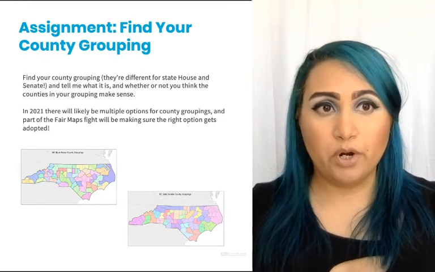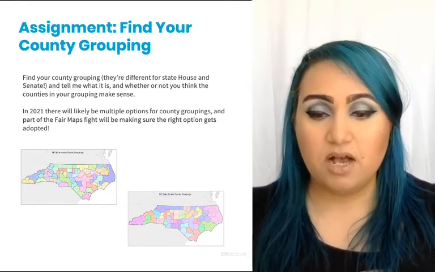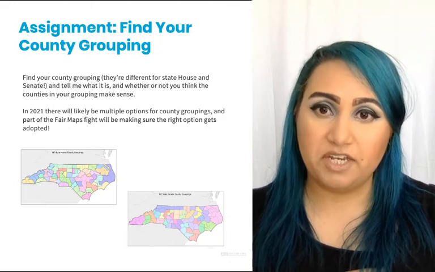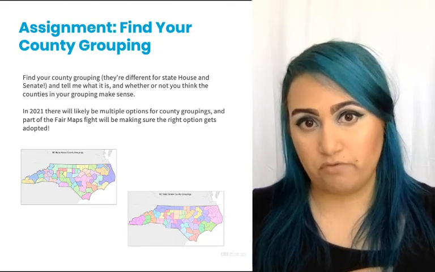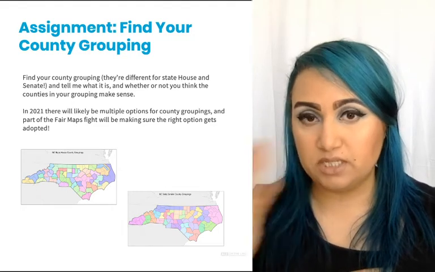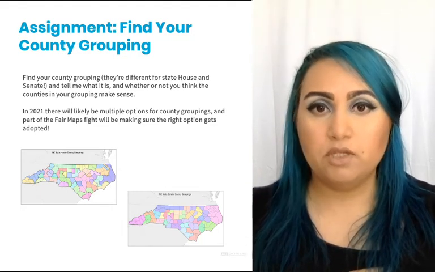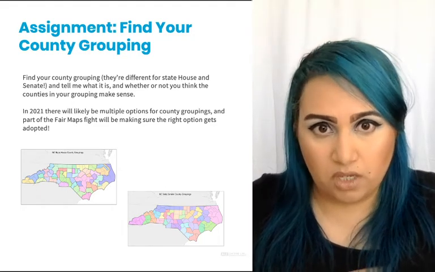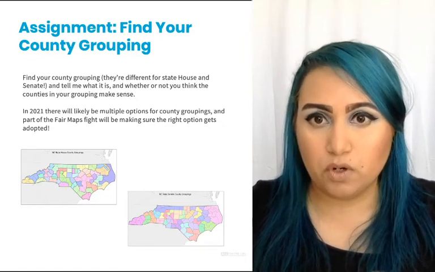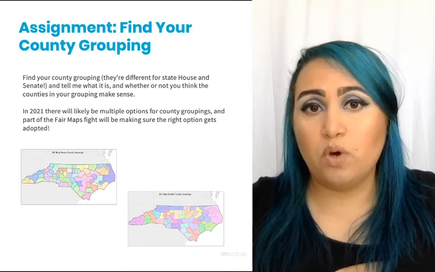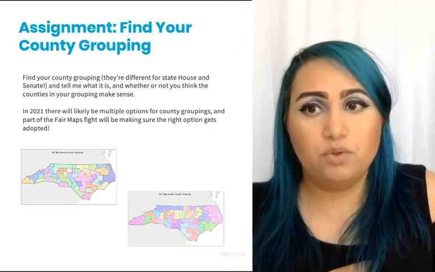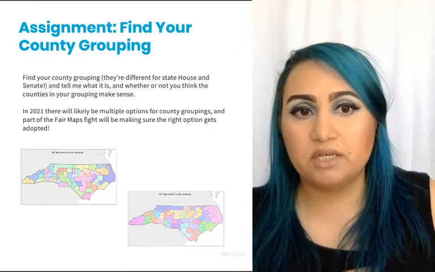All right, so we're going to have a little assignment, and the assignment is going to be to find your county grouping. You will have two. There's one for House and one for state Senate, and you'll find the ones that we have been using since 2011. Those are the current ones. And I would love to know, what is the county grouping that you live in, and do you think that the counties in your grouping make sense, right?